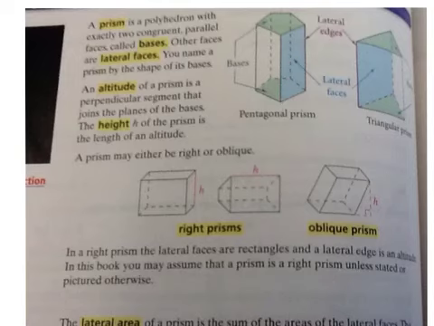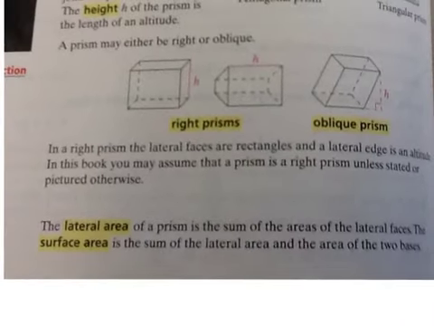When we get down to what is known as the surface area, then it will be the sum of that lateral area as well as the area of the two different bases. So let's look at a few examples.